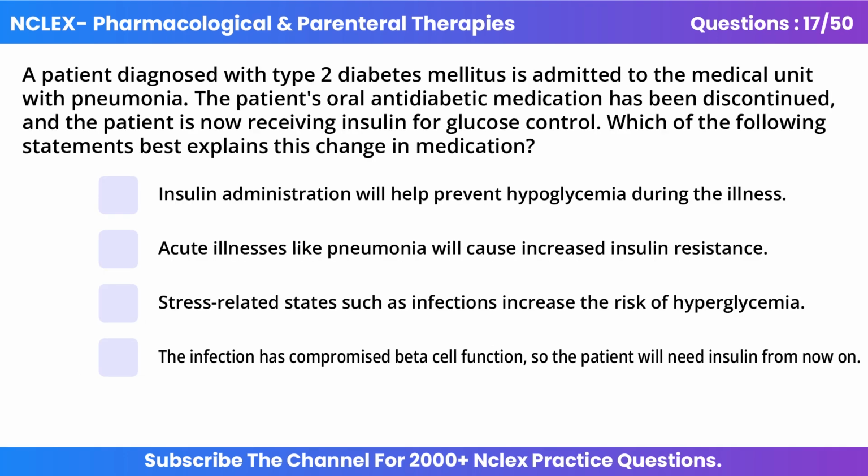Question 17. A patient diagnosed with type 2 diabetes mellitus is admitted to the medical unit with pneumonia. The patient's oral antidiabetic medication has been discontinued, and the patient is now receiving insulin for glucose control. Which of the following statements best explains this change in medication? C. Stress-related states such as infections increase the risk of hyperglycemia.